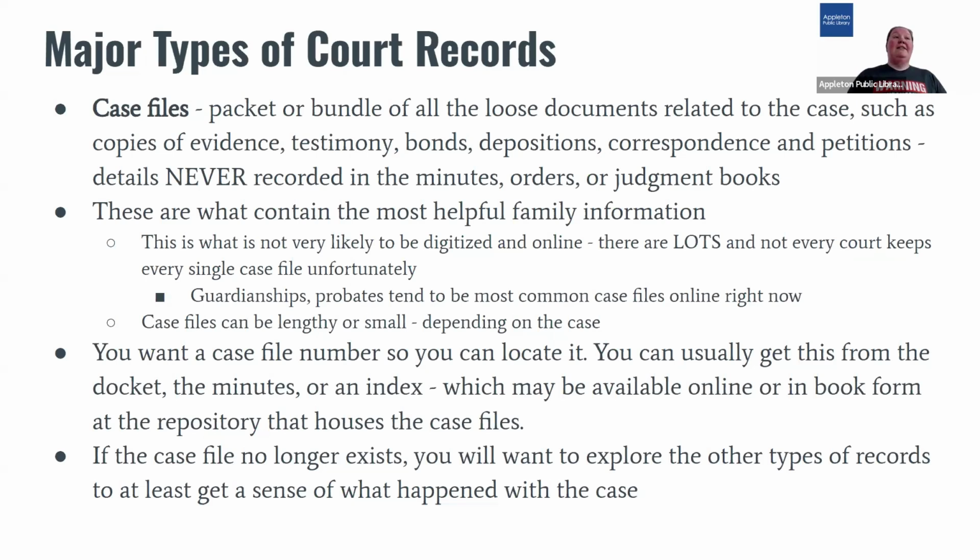or various petitions that they made to the court about their case. So these are details that are really, really specific to that specific case, and it's not going to be in those meeting minutes or those order books or those judgment books that we just looked at, because it's more in depth than what they want to put in these other books. Those other books you kind of use to find the case files. These case files are what's going to contain that most helpful family history information that we're all looking for.